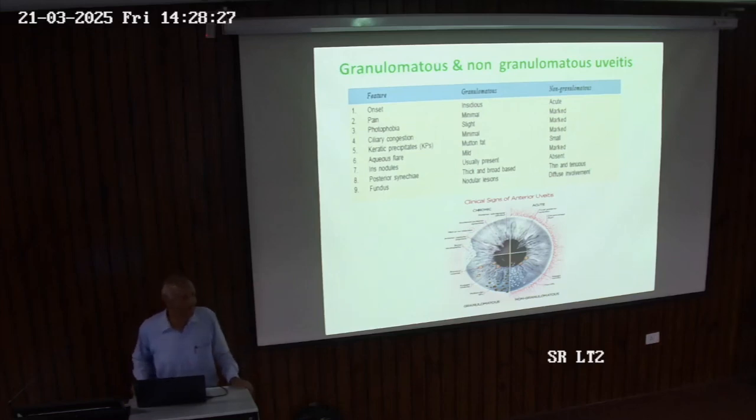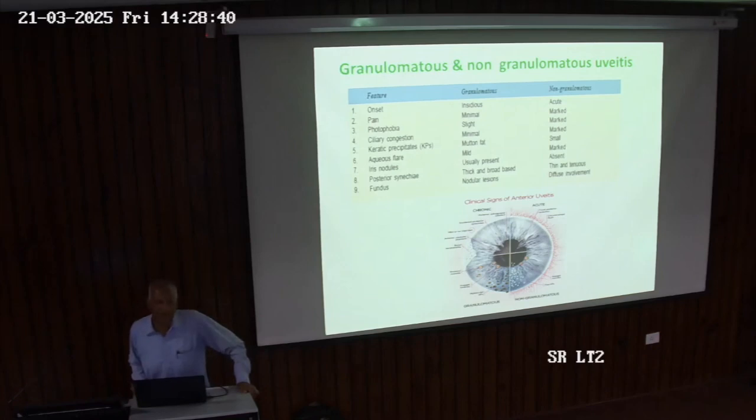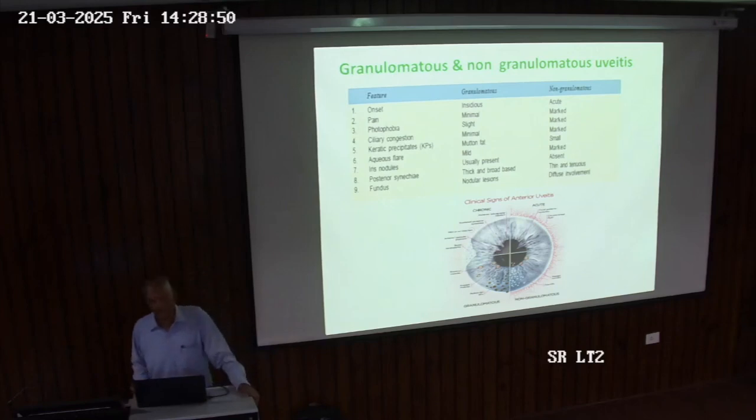Whenever the granulomatous part of uveitis comes, think about these things: syphilis, tuberculosis, sarcoidosis, and sympathetic ophthalmitis. So these are the granulomatous part. Granulomatous means granuloma or the tubercles we can see either in the choroid, the iris, or the retina. Then you will say it is the granulomatous part. That is the important part of this.